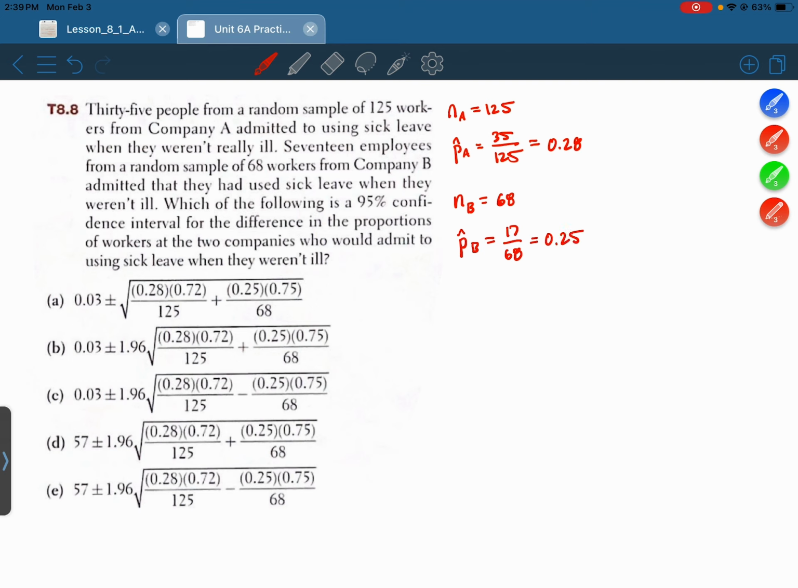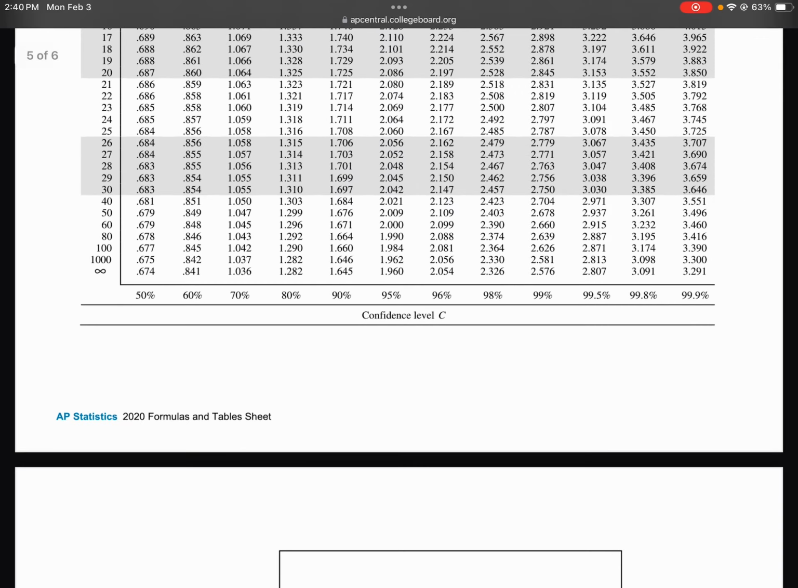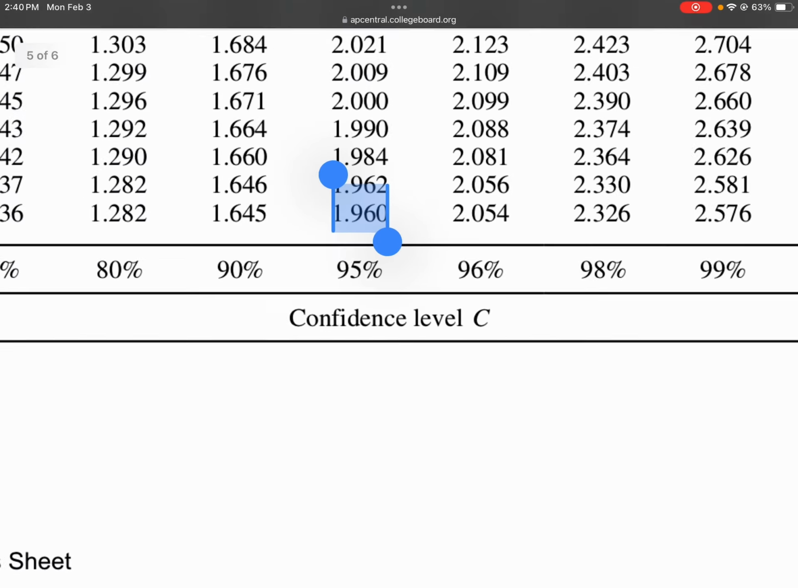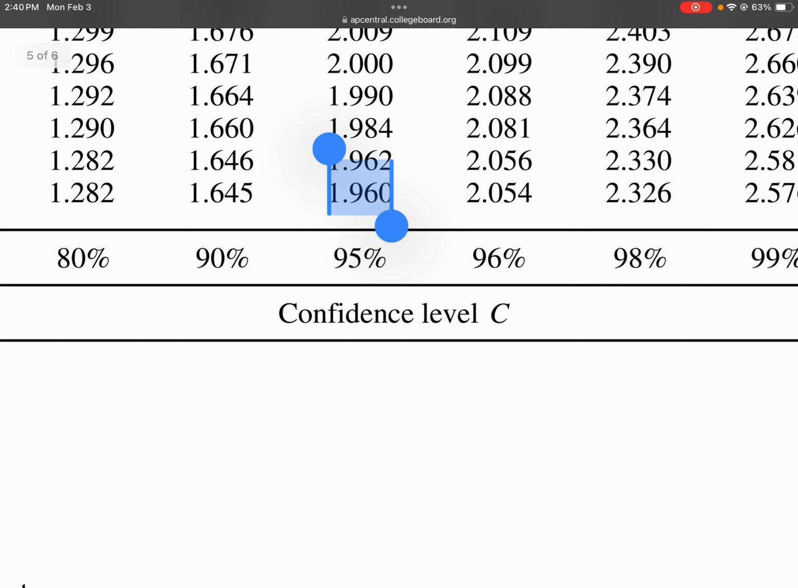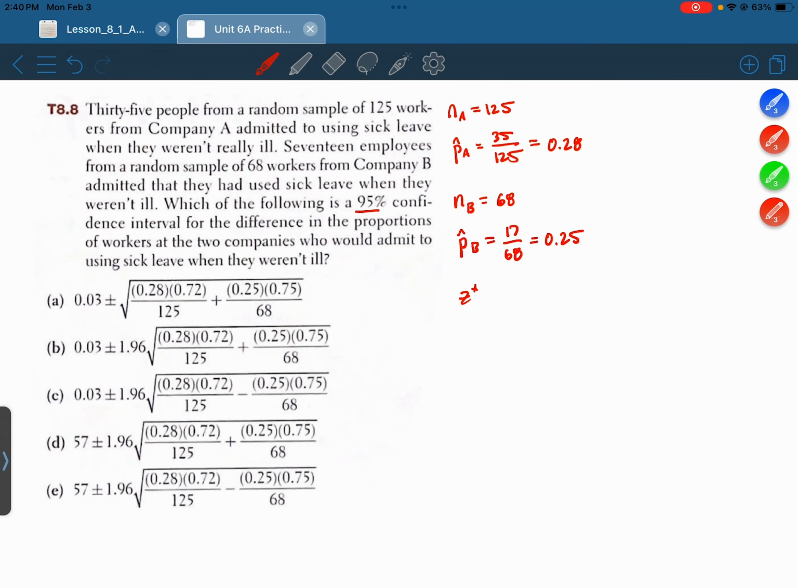Okay. Which of the following is a 95% confidence interval? So now that they tell me that confidence, I know that we're going to be using 1.96 for the critical value. All right, so our z-score is 1.96.